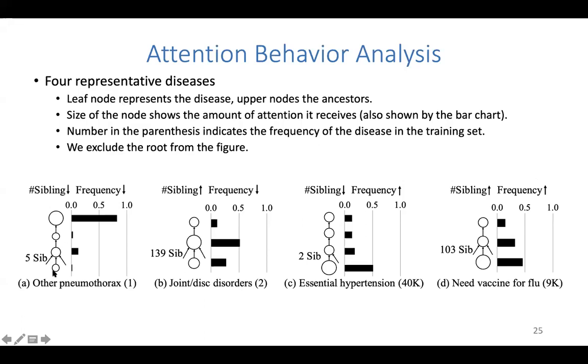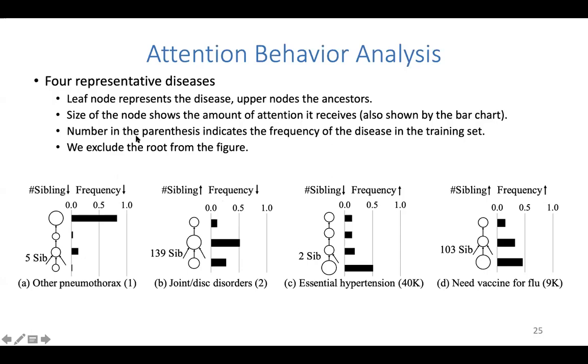The leaf node here represents the disease. Upper nodes are the ancestors. The size of the nodes, the different circle sizes, shows the amount of attention it receives. A larger circle means it is receiving larger attention compared to the smaller circles, and it is also shown by the bar charts here. So the larger circle has larger actual attention weights. If you sum these 4 bars, it will sum to 1.